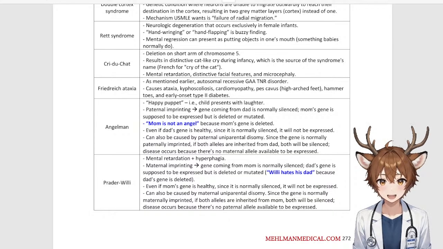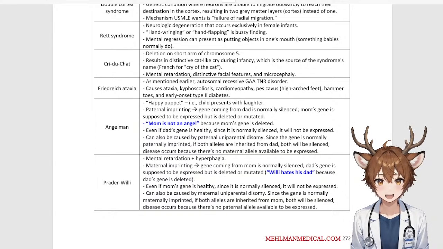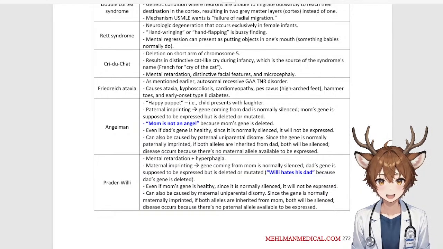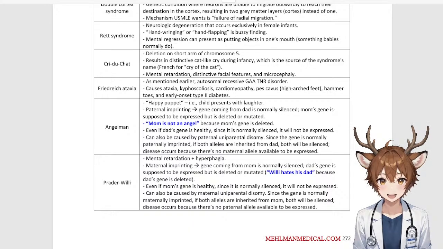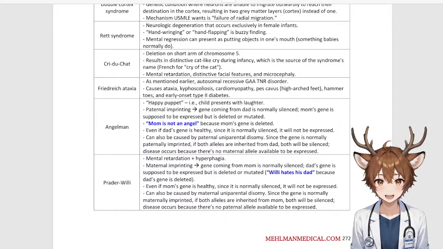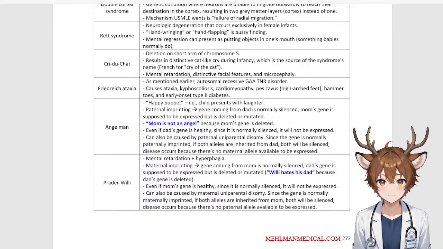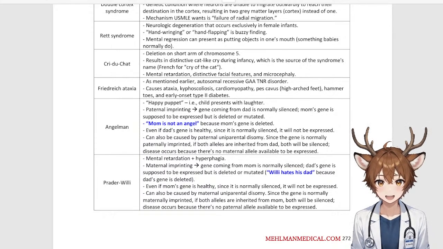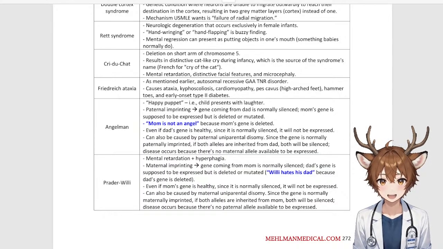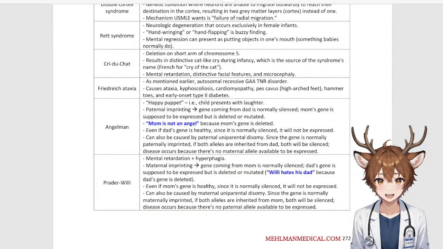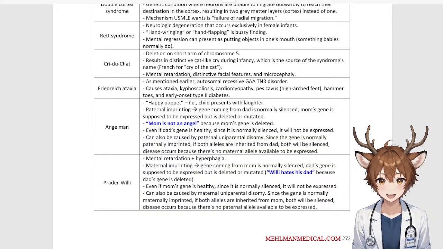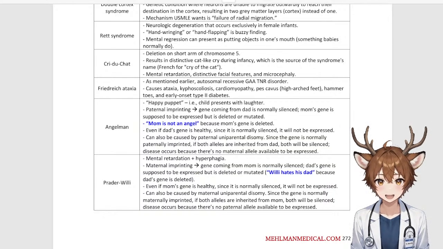Prader-Willi syndrome, mental retardation plus hyperphagia. Maternal imprinting: the gene comes from the mom and is normally silenced. The dad's gene is supposed to be expressed but is deleted or mutated. Willie hates his dad because his dad's gene is deleted, and hence the gene is supposed to be expressed. Even if the mom's gene is healthy, since it's normally silenced, it is not expressed. It can also be caused by maternal uniparental disomy. If both alleles are inherited from the mother, both will be silenced. Disease occurs because there is no paternal allele available to be expressed.